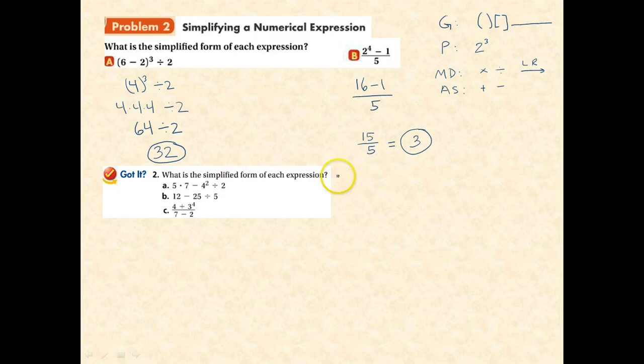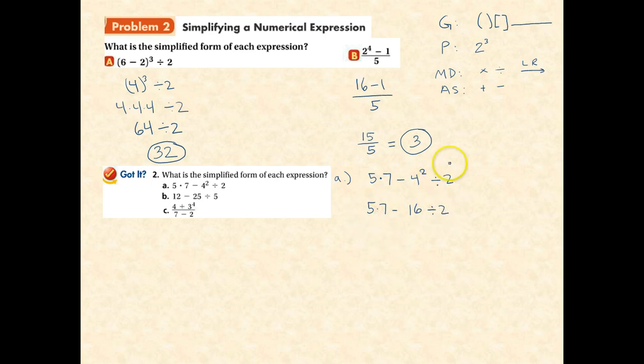Okay, for A, 5 times 7 minus 4 squared divided by 2. First we look for grouping symbols. I don't see any grouping symbols. No parentheses, no brackets, no fraction bar. So next is powers. And I do have a power. 4 squared means 4 times 4. So 4 squared is 4 times 4, which is 16, divided by 2.